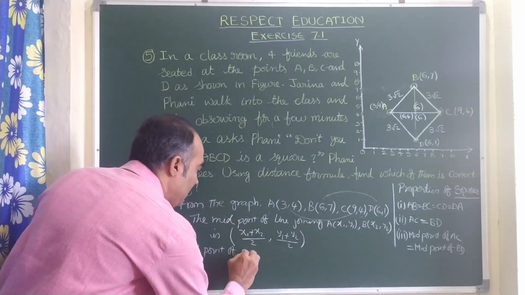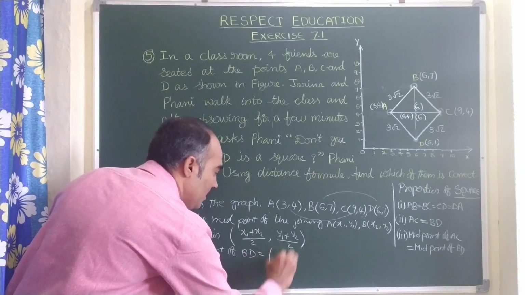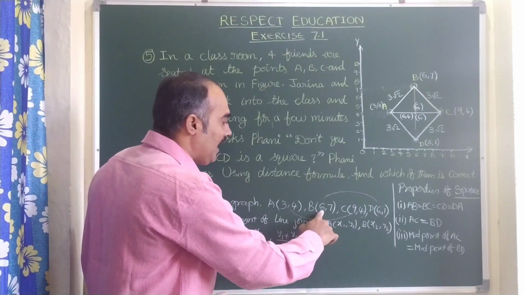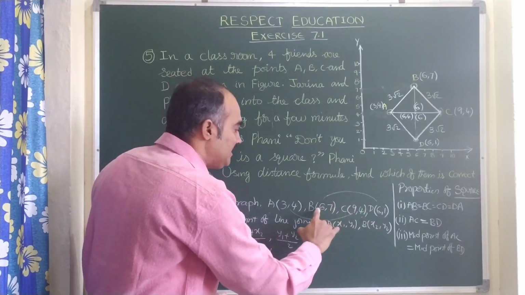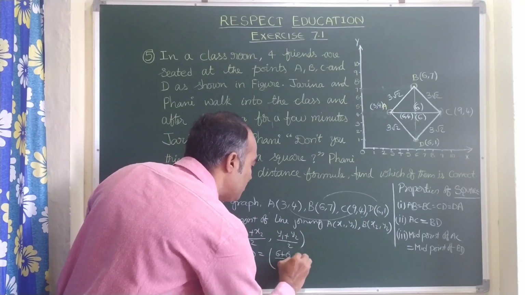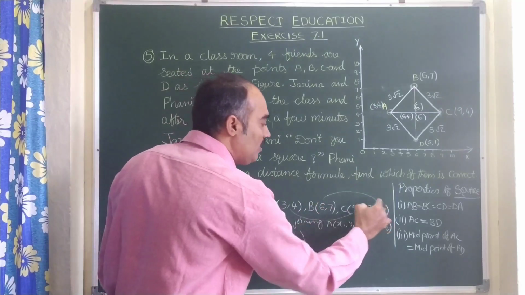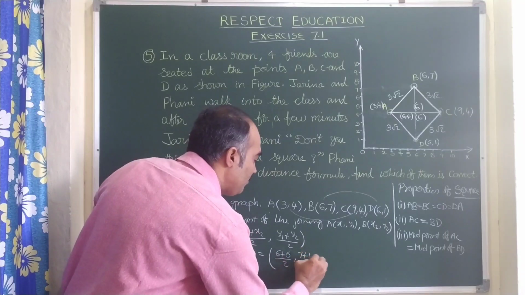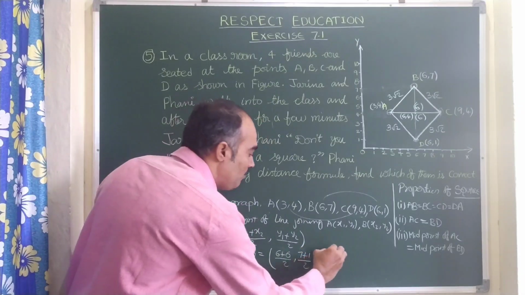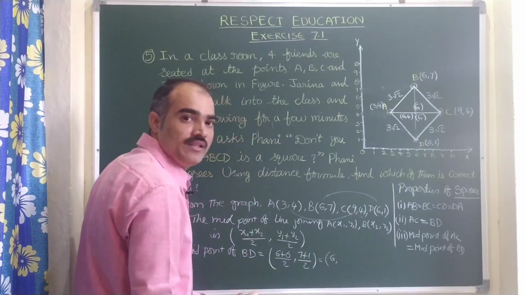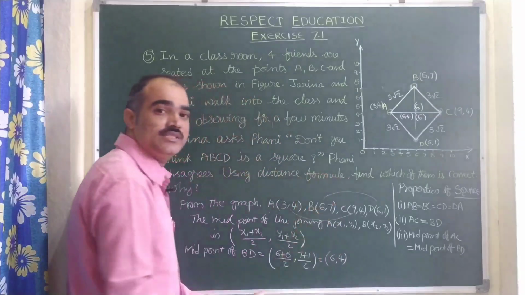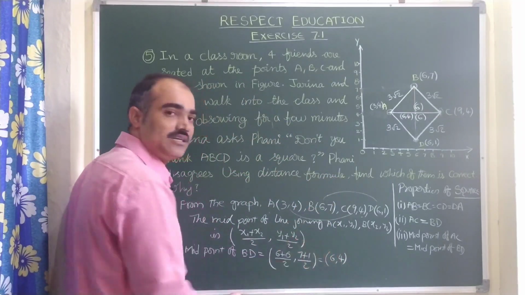So midpoint of BD. Now here I am going to take x coordinate of B and x coordinate of D. (6 plus 6)/2, comma, (7 plus 1)/2. 6 plus 6 is 12, 12 by 2 is 6. 7 plus 1 is 8, 8 by 2 is 4. Here you see midpoint of BD is (6, 4).